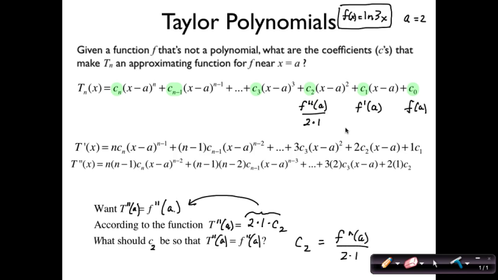Okay, questions? Okay, and what was our first derivative? 1 over x, right? Turned out that the 3's went away. All right, so what would our C2 be for this scenario? What would C2 be for f of x equals ln of 3x, centered at a equals 2?